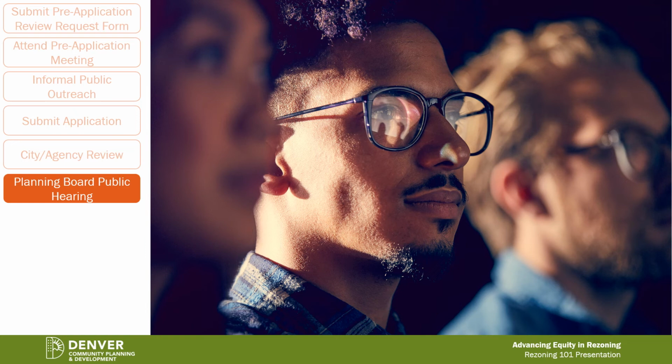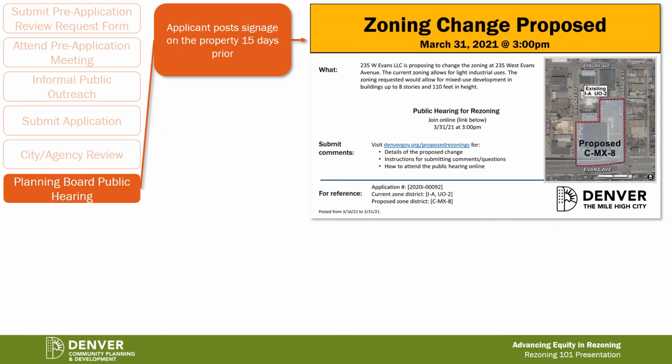The first stop is the Planning Board public hearing. However, there are several different steps that occur prior to and during the Planning Board public hearing. So the first step, 15 days prior to the public hearing, the applicant needs to post signage on the property. An example of the sign is on the right. This sign explains the rezoning request, when the public hearing is, and how to attend the hearing or submit comments.